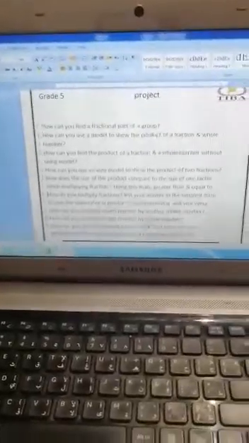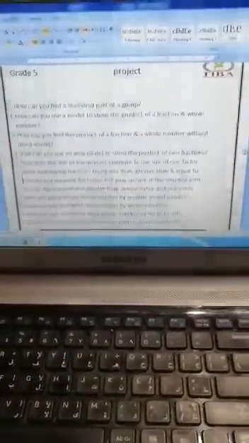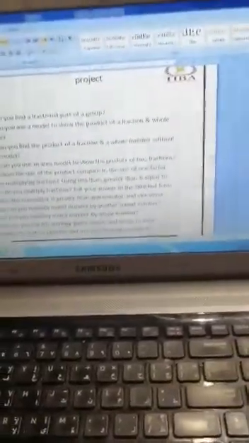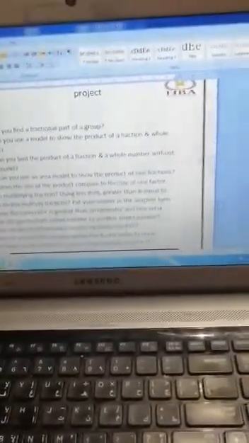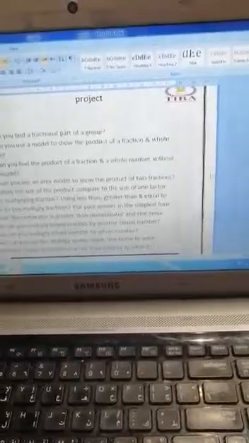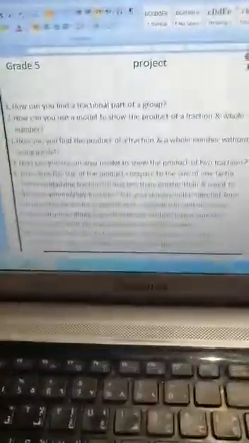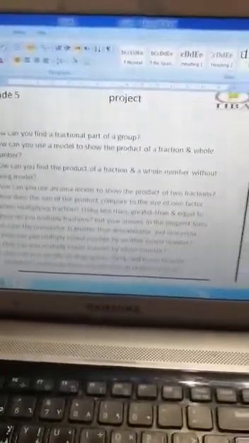Question number 6. How do you multiply fractions? Put your answer in the simplest form. We have 2 cases here. When the numerator is greater than the denominator, and in the second case, when the denominator is greater than the numerator. What do we do in each case?